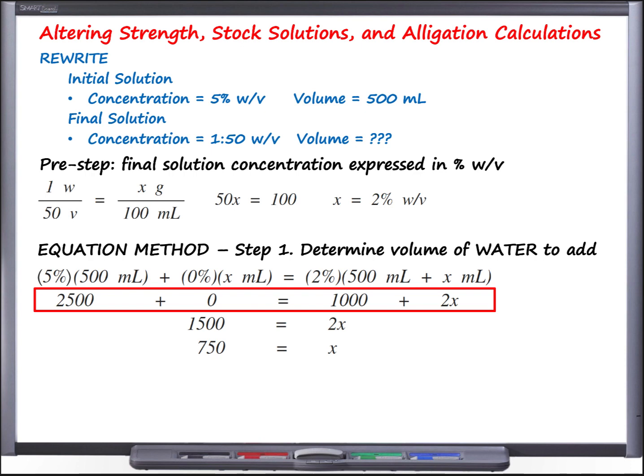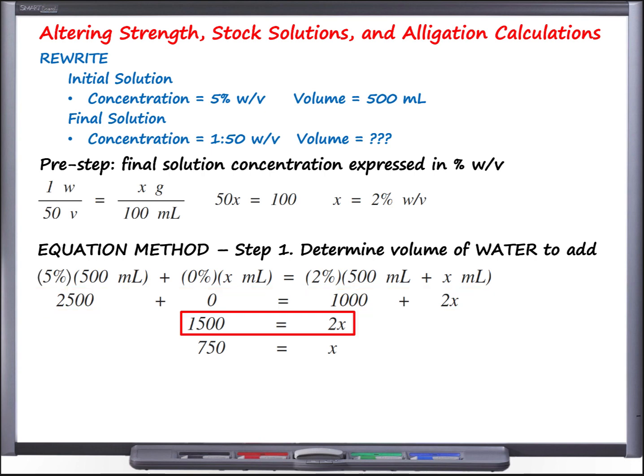Now let's subtract 1,000 from both sides. So if I subtract 1,000 from 2,500, I would get 1,500 on the left, and that would equal on the right then just 2X, because we subtracted 1,000 from both sides. Now all I need to do is divide both sides by 2. So 1,500 divided by 2 is 750, and that would just equal X. So we have solved for X.